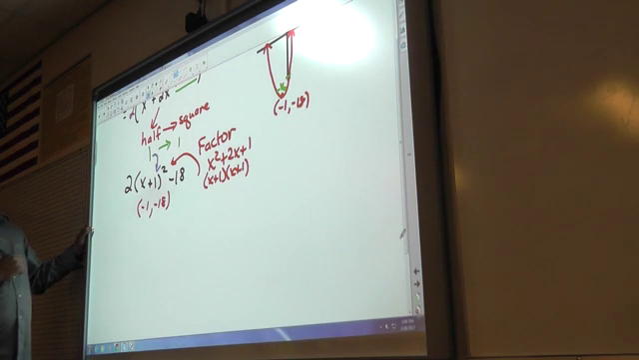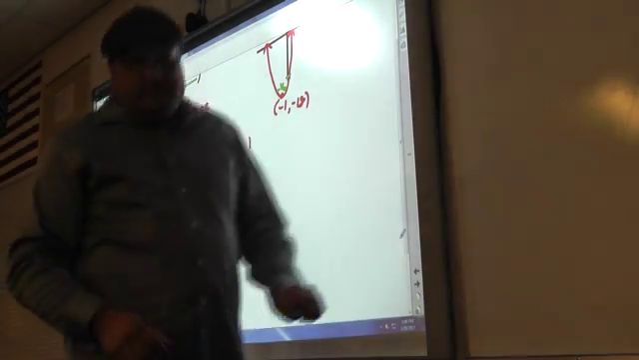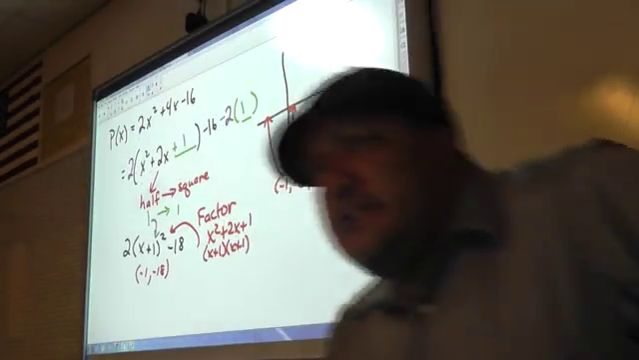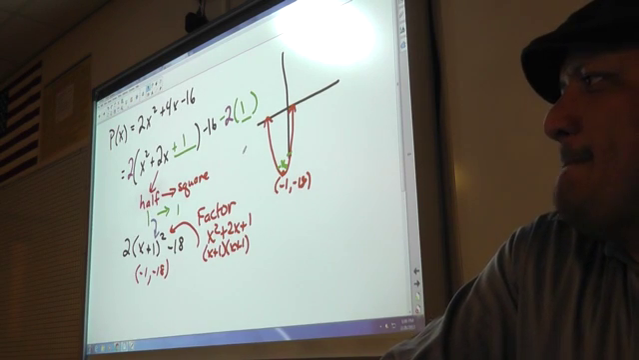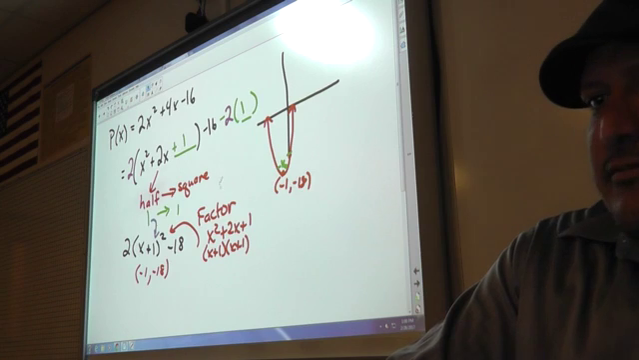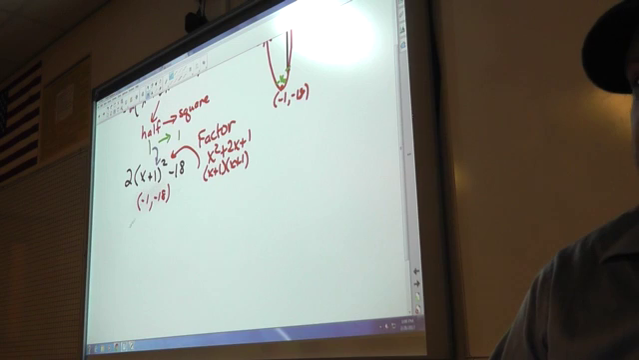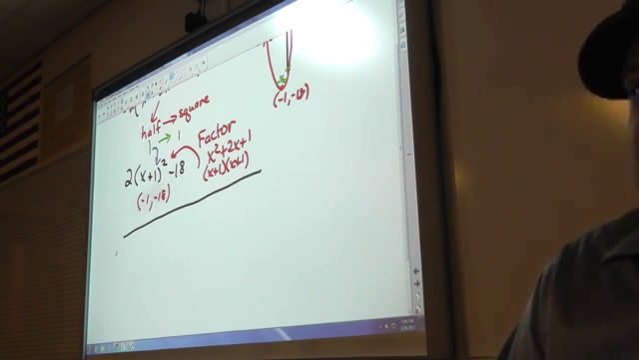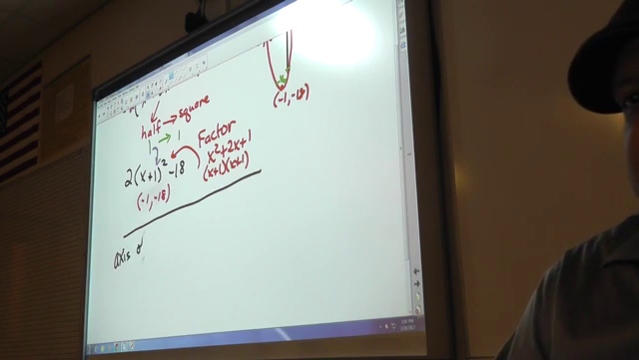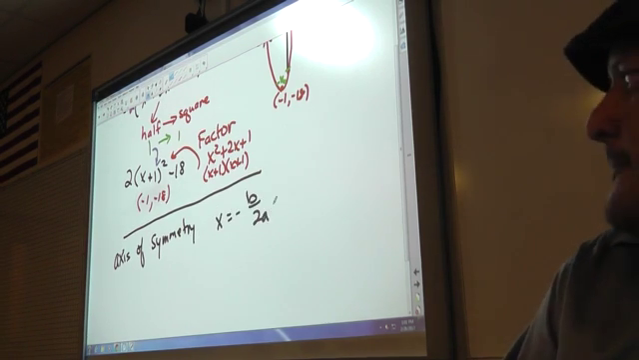And there's another way to find this. So how would you use the vertex formula? It's negative b over 2a. Negative b over 2a, okay. So this is a different way to do it. So actually, it's the axis of symmetry. The axis of symmetry is x equals negative b over 2a.